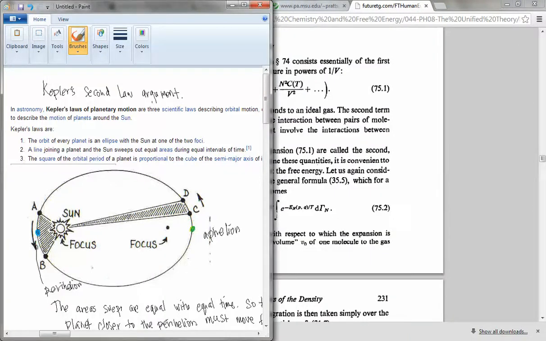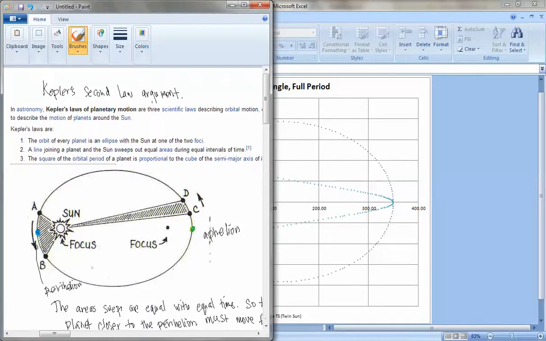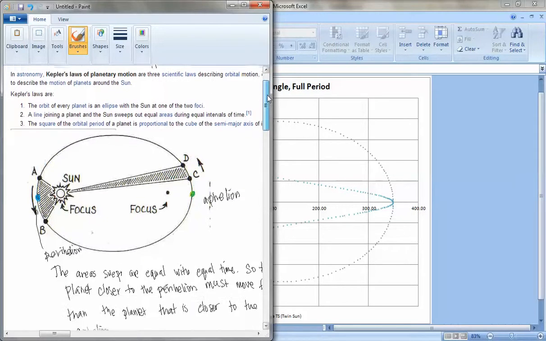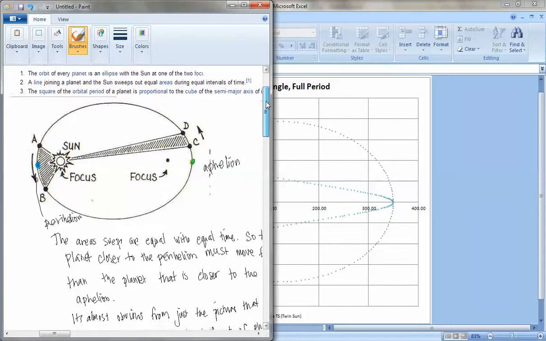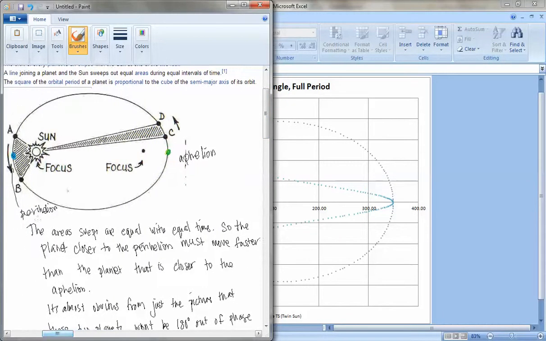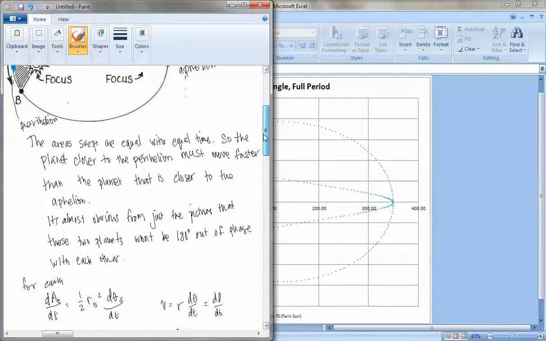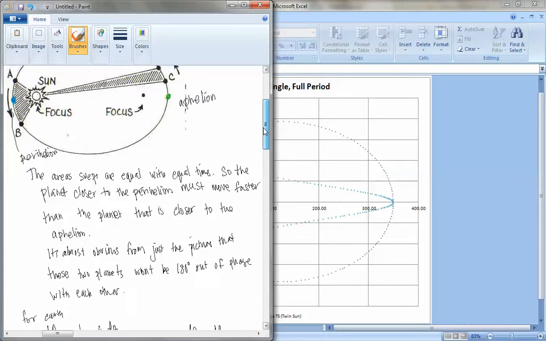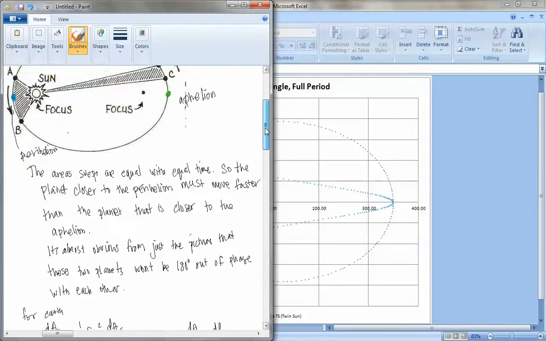So here's my argument. I took the Kepler's second law argument, which I don't know if it's a cheating way, but whatever. Kepler's second law basically states that equal areas are swept out in equal times. So the planet that is closer to the perihelion will be moving faster at that given time than the planet that is closer to the aphelion. And I think that would be good enough proof to say that those two planets will be able to see each other when they're on the same ellipse.